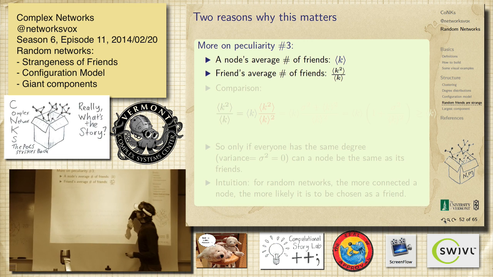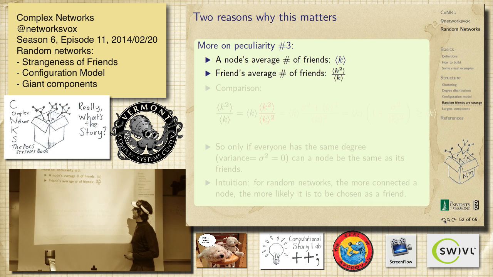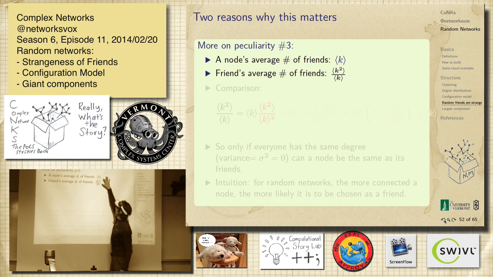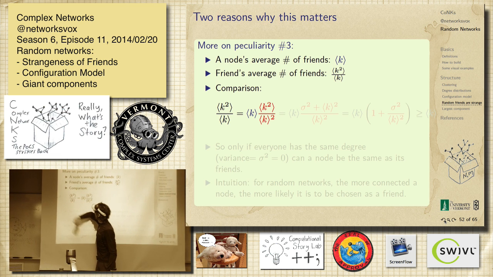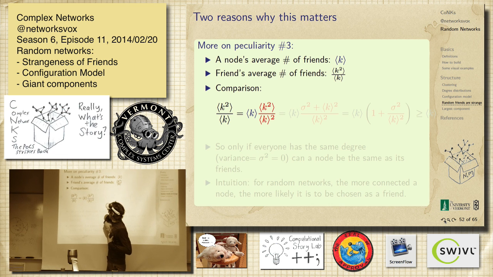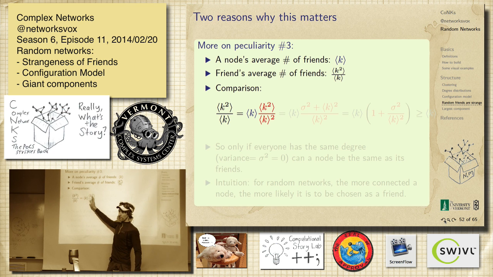This is one of your friends' average number of friends. So we want to compare these two things and see in general how they compare to each other. Okay, this is your average. This is you look at one of your friends. This is the average number of friends they have, total, including you. So we're going to play around with this a little bit, because we want to force things.